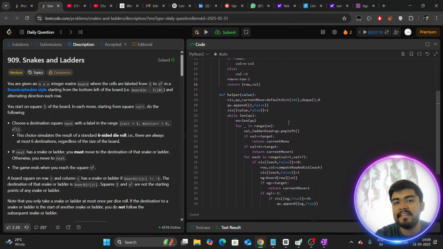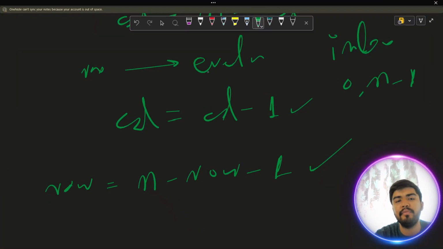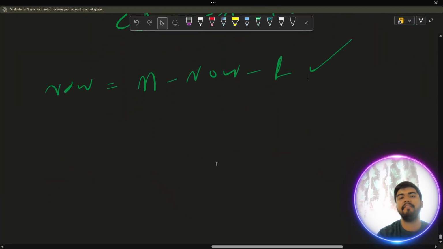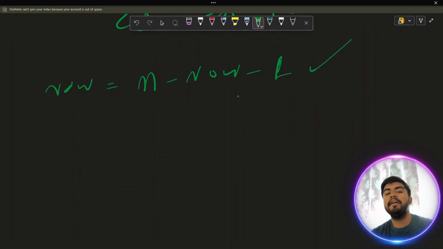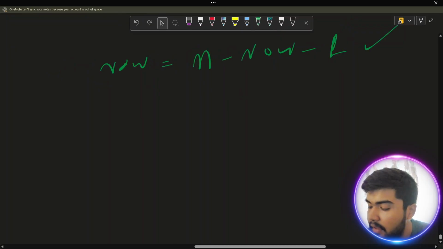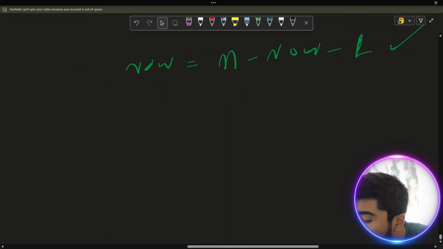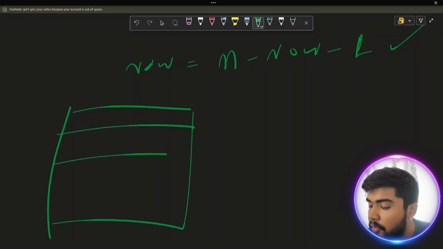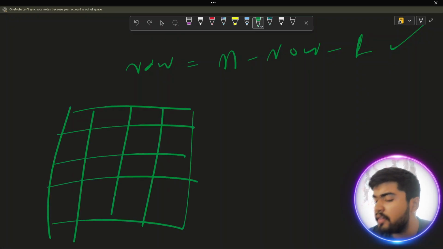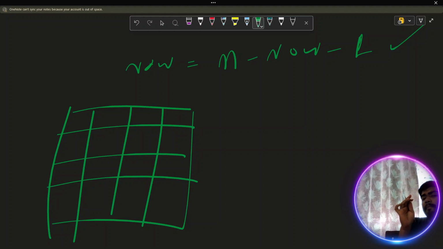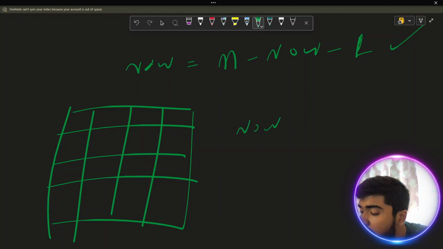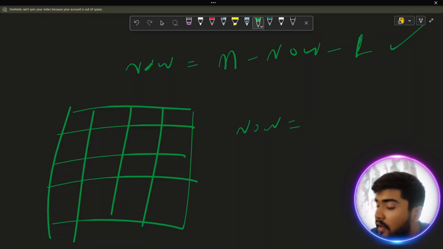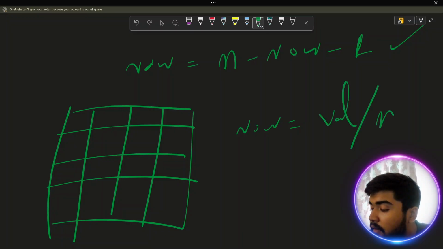I think one more case I have left. Let me quickly give you the gist of it. Let me take an example. Let's suppose I have a board. So this formula is going to fail when my row is nothing but, let me define it, val divided by n, and col is nothing but my val modulo n.